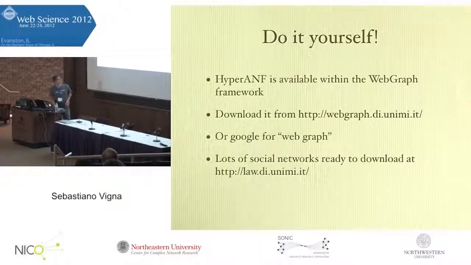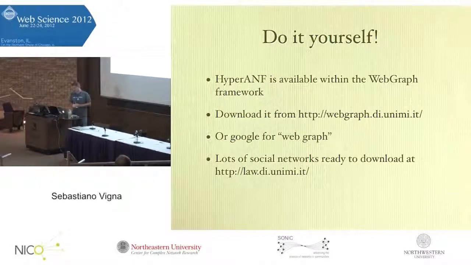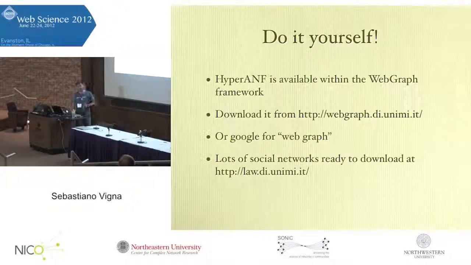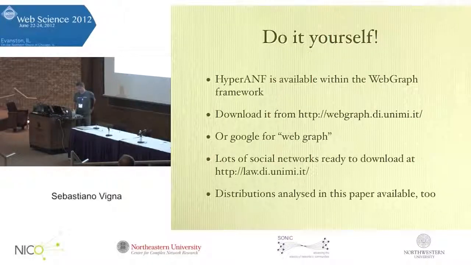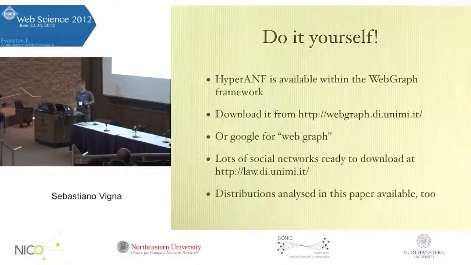So you can do it yourself. This is available as free software. You can just download it. And there are also many social networks you can download and experiment with at our lab, if you're interested. We tried to distribute all the possible data associated with this paper. We cannot give you the Facebook graph, but you can download all the distributions, even the degree distribution, and do more experiments or verify that our statistics are fine. Every single line of code that has been used to produce this paper is available online as open source software. Okay, I'm over.